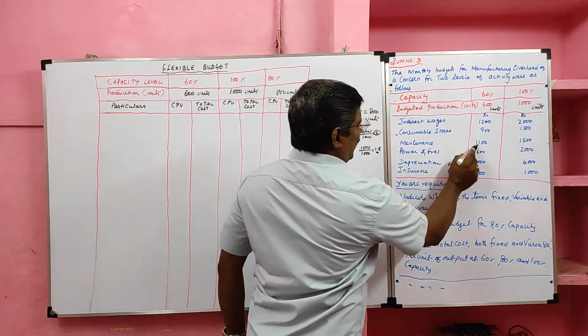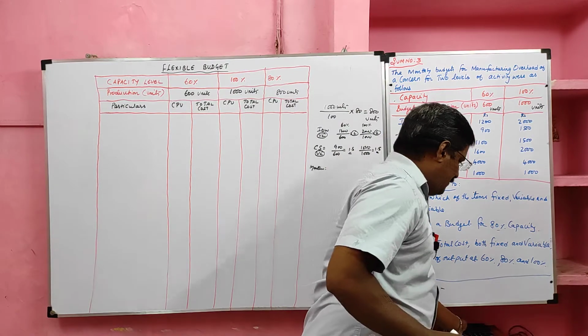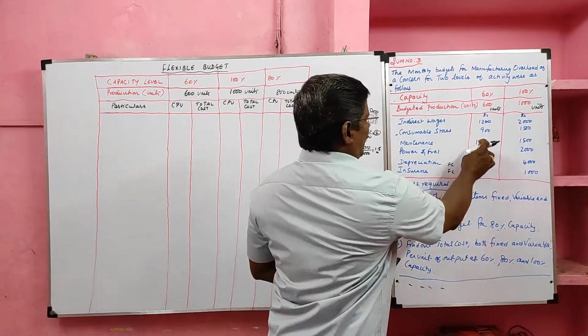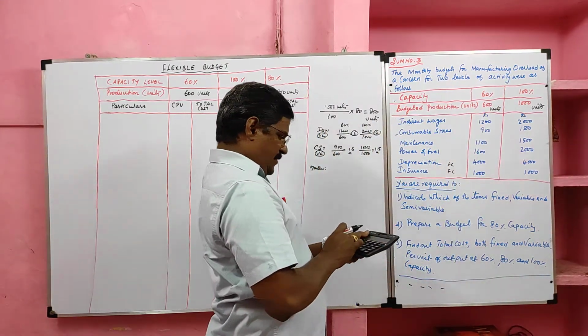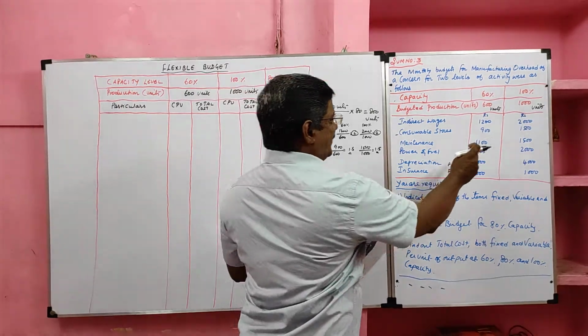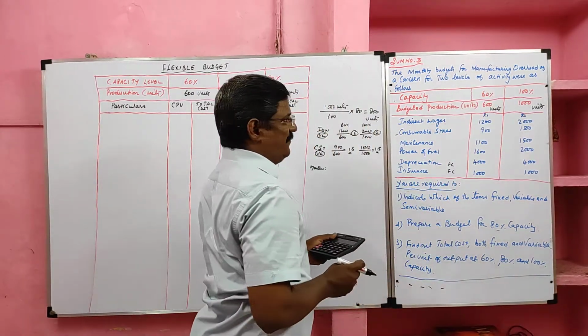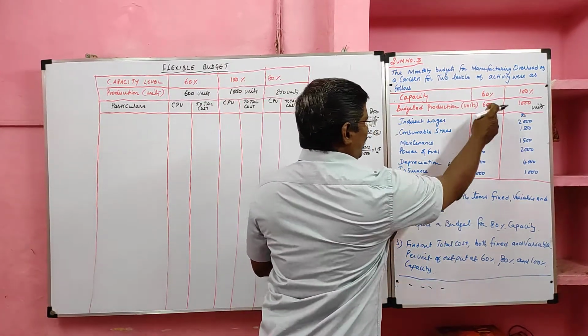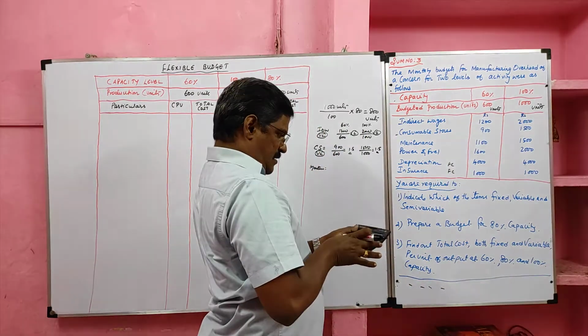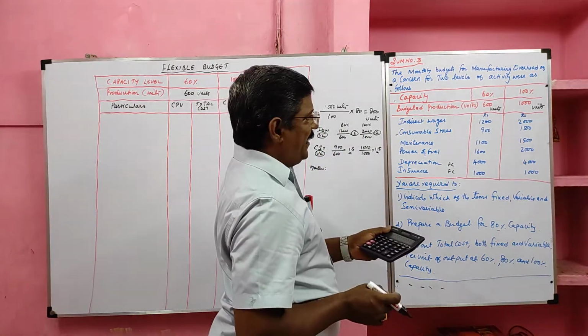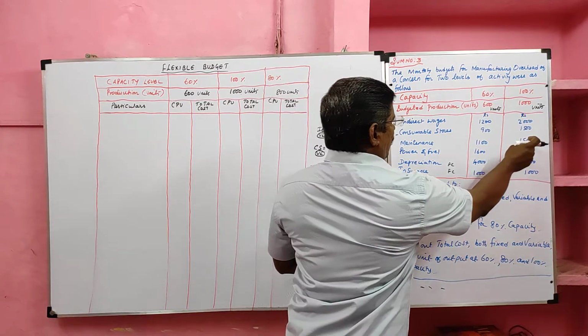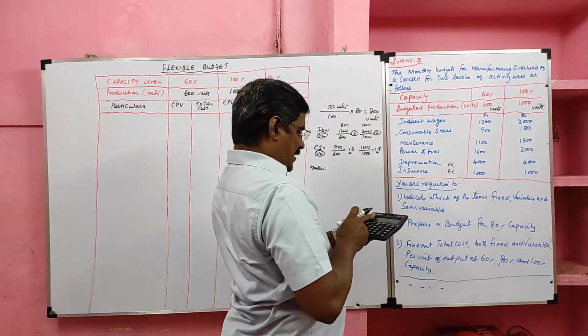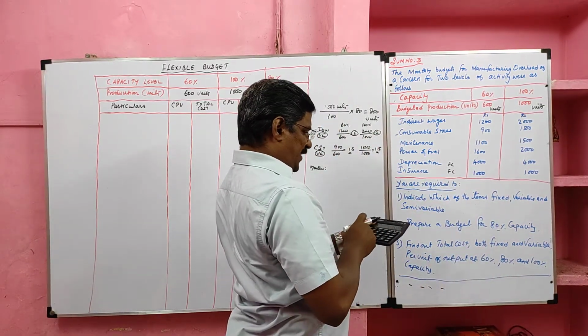Here 1100. So 1100 divided by 600. 1100 incurred at a 60% level of activity. So 1100 divided by 600, we are getting 1.83. Then at 100% capacity, they incurred 1500.